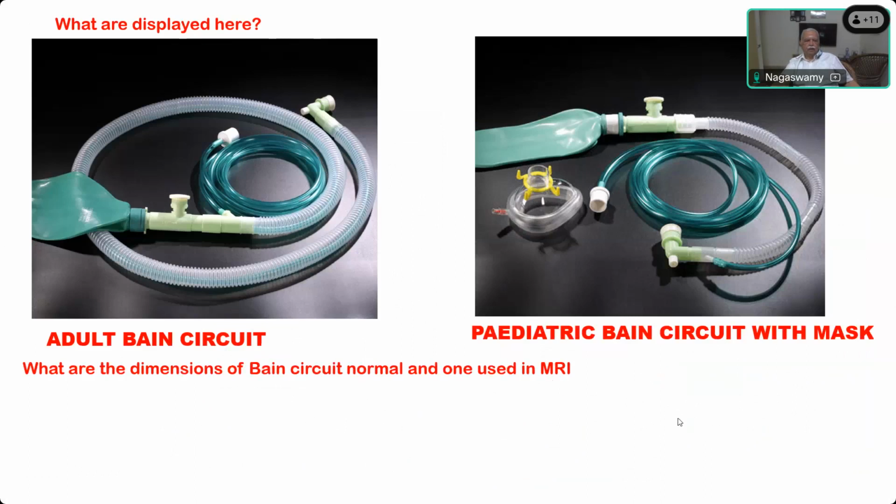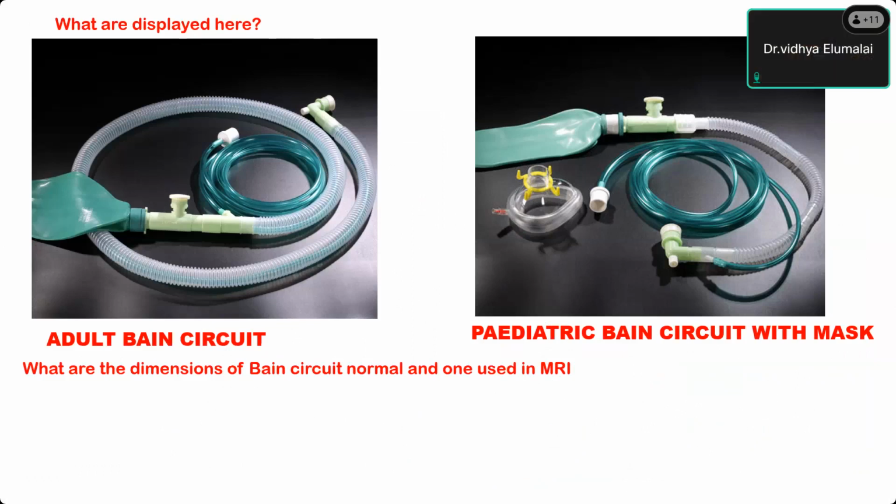Okay. So what are the dimensions of the Bain circuit used in normal anesthesia and the one used in the MRI room? The Bain circuit is the most preferred circuit for patients who are anesthetized while an MRI investigation is being done. So you have to keep your machine and everything well away from the MRI console. What should be the length of the Bain circuit used for anesthesia in the operating room, and what is the length of the Bain circuit used in MRI?